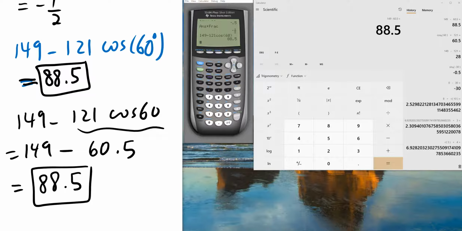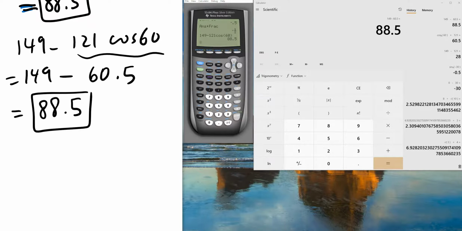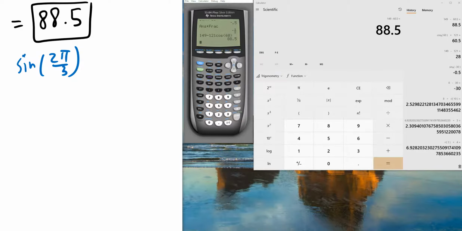What if I want to find a different one? Let's say I want to find sine 2 pi over 3. That's in radian mode. On the graphing calculator, go to mode, down to radians, and quit. Now I'm going to do sine 2, and the pi is on the right side. You go second and the key right above the division sign. Then divided by 3, close the parentheses, and that gives me about 0.8660.